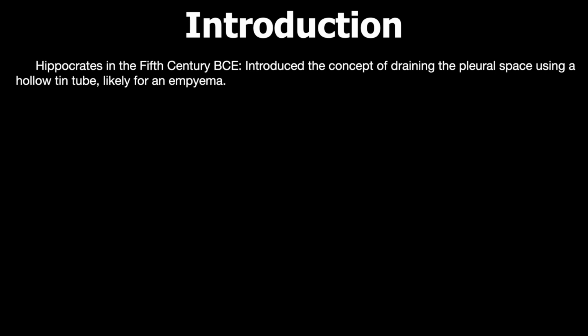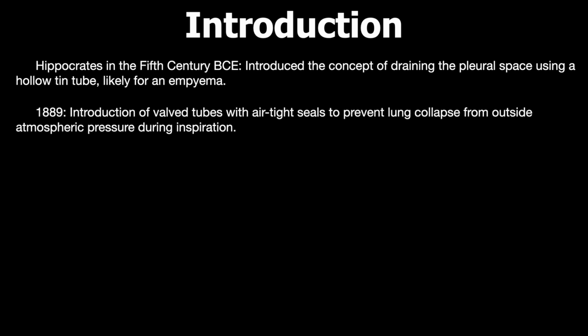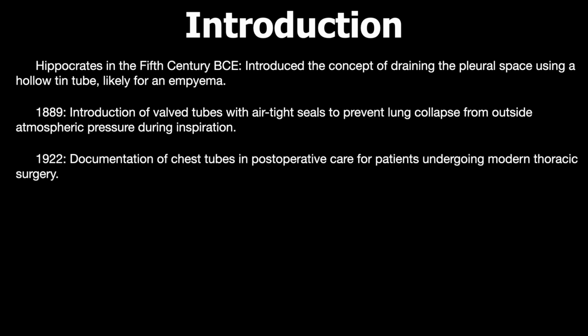Now Hippocrates in the 5th century introduced the concept of draining the pleural space using a hollow tube, likely for treatment of empyema. In 1889, valved tubes with airtight seals were invented to prevent lung collapse from outside atmospheric pressure during inspiration. In 1922, documentation of chest tubes in postoperative care of patients undergoing modern thoracic surgery came into being.